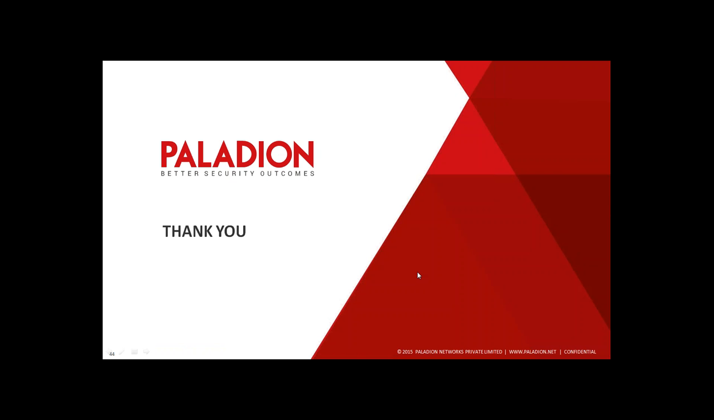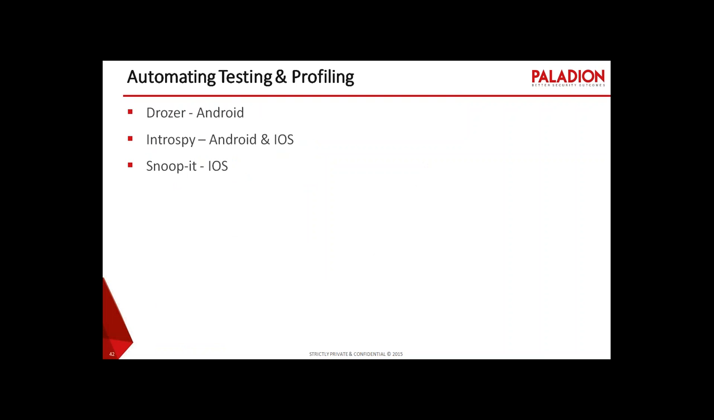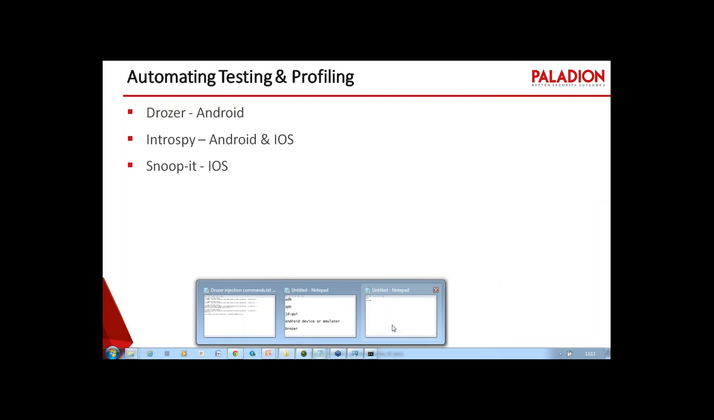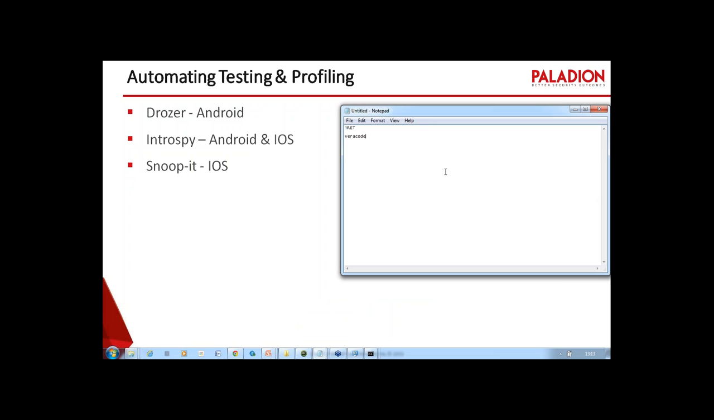Yeah, the names of the applications which we can use for automation are Dozer for Android, IntroSpy for Android and iOS, Snoopit for iOS. So these are used to understand the vulnerabilities and loopholes which can be present in the application. And as I told you, IRET is another application which will help you understand the reverse engineering of IPA in very detail.